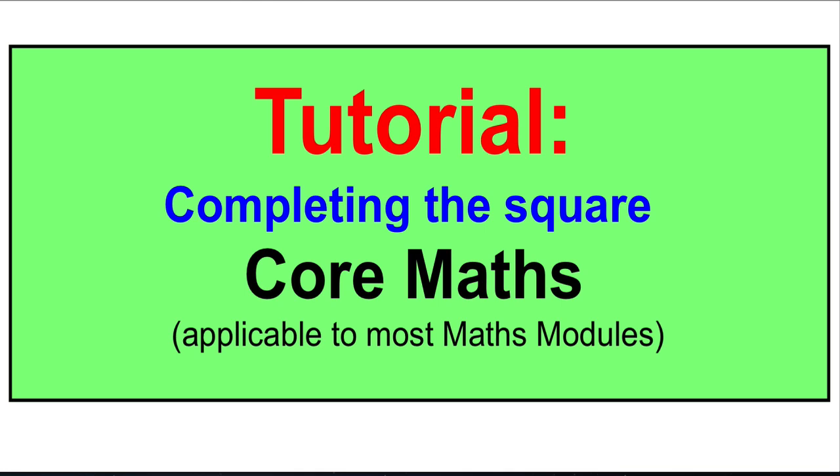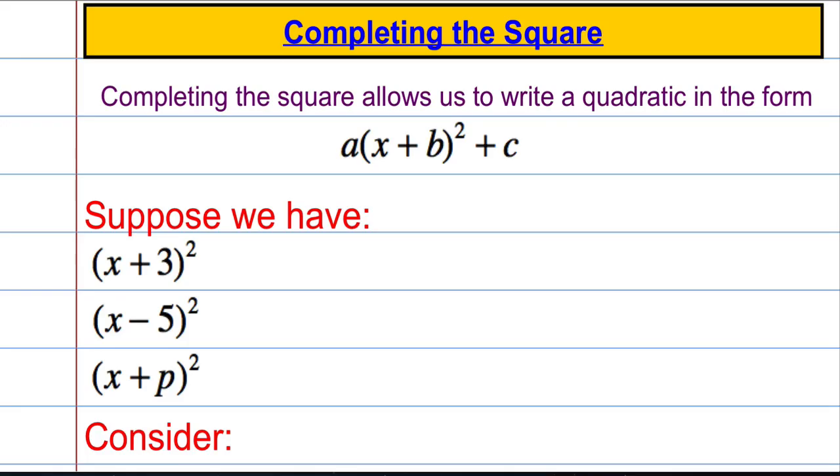Okay, so what is completing the square? Well, it's a technique that allows us to write a quadratic in the form a times (x plus b) all squared plus c, where a, b and c are just some numbers that we have. So for example, in this one here, a would be 1, it's outside the bracket, b would be 3 and c would be 0. I'll come back to that in a moment.